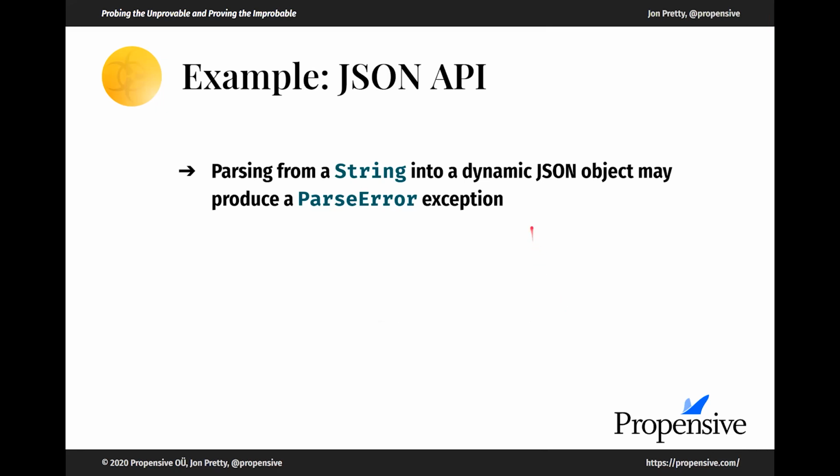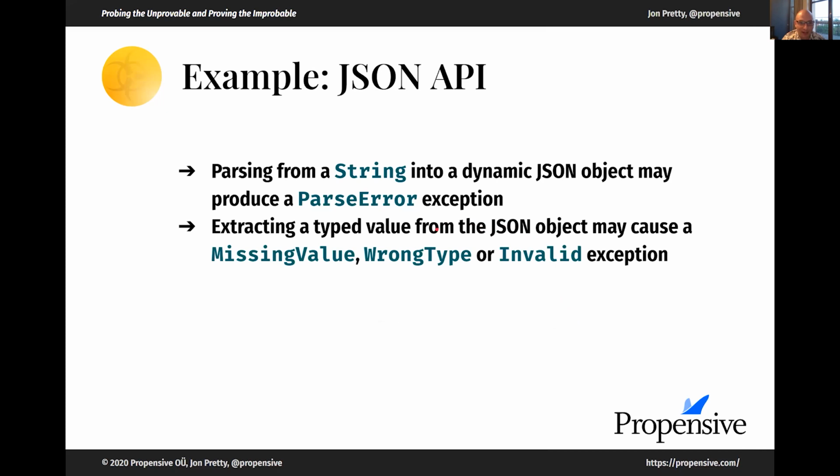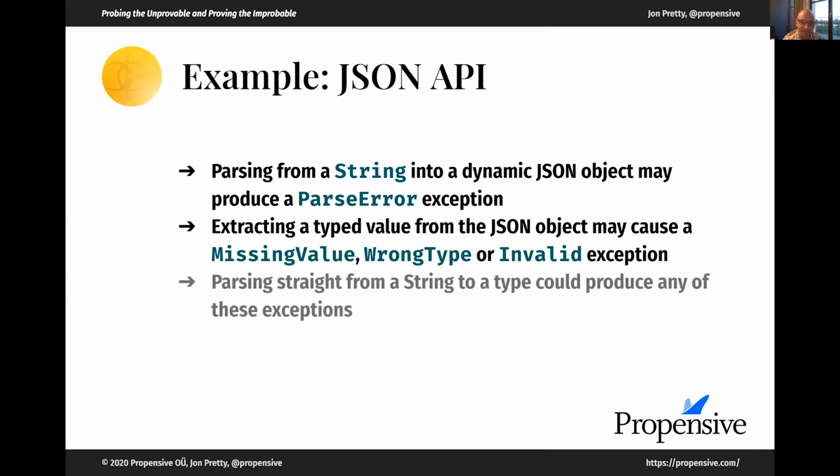So imagine we can parse a string into some sort of dynamic JSON object. That could fail to parse. Now, extracting from that dynamic object a particular known type could produce other issues. It might be missing, it might be there but the wrong type, or it might be invalid if we've got some sort of validation going on as well. This is all hypothetical, but hopefully you'll get the idea. If we parse straight from a string to a typed value, parse error, missing value, wrong type, or invalid are all possible exceptions that may be thrown.